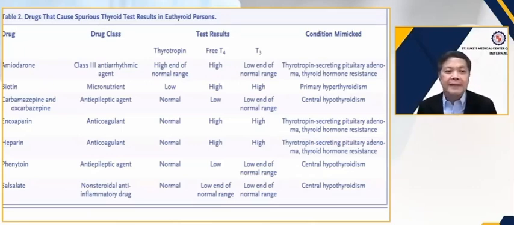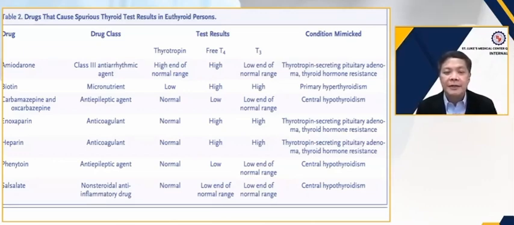And others, for example, the anticonvulsants, carbamazepine and phenytoin, can give you a picture of central hypothyroidism, meaning low T4, low T3, the TSH is supposed to go up, it did not, it's normal, so it makes you think of central hypothyroidism. While heparin, anticoagulants, and amiodarone can make you look like a picture of TSH producing adenoma, meaning all of them are high.